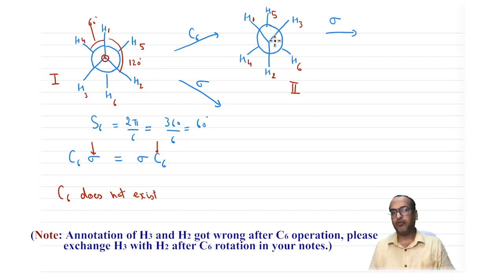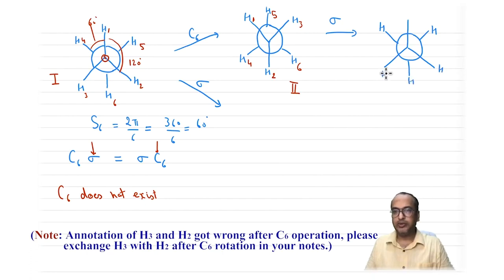So that means whatever is in the forward will go in the backward, and whatever is in the backward will come forward, right? So H1, H2, H3 will go to the back upon this reflection, and H4, 5, 6 will come forward. So draw it like this. Okay, let's write the hydrogens first and then we will write the numbers in red. So H1, 2, 3, and then this is 5, 4, 6, right?